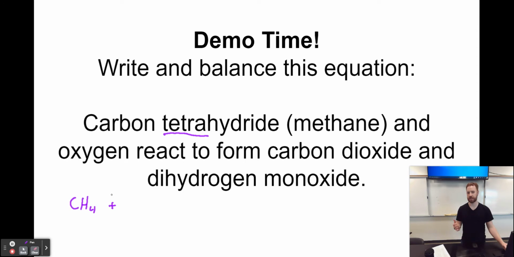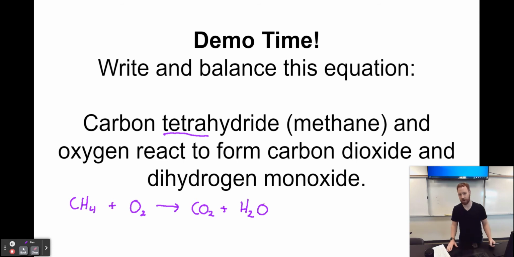Now, we're not being given any states of matter here, so we're not going to include any subscript letters. It's just carbon tetrahydride and oxygen. Now, that's an element by itself. I need to go through my list of diatomic elements. I have no bright or clever friends. Oxygen is a diatomic element. And those react to form carbon dioxide, another covalent compound with 1 carbon, 2 oxygens, and dihydrogen monoxide, another covalent compound with 2 hydrogens, 1 oxygen. Now, why didn't I just call that water? Because I want you to practice your covalent compound stuff. So that is what we call the skeletal equation of this reaction.